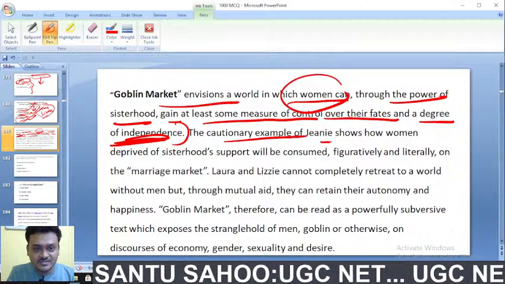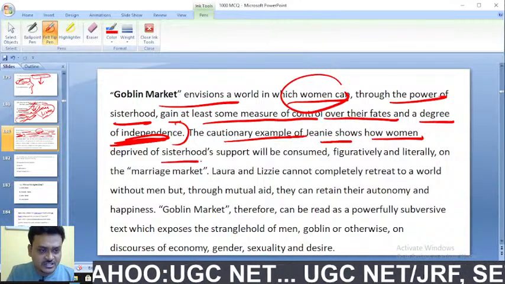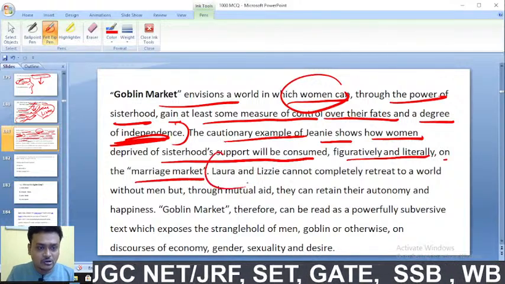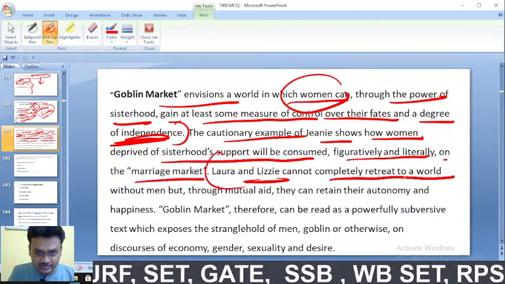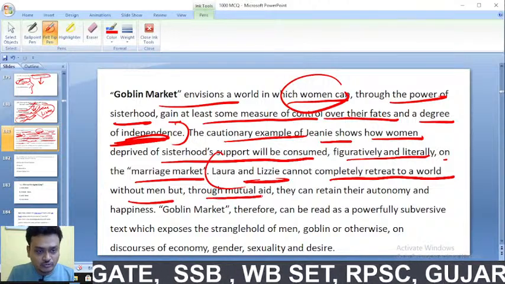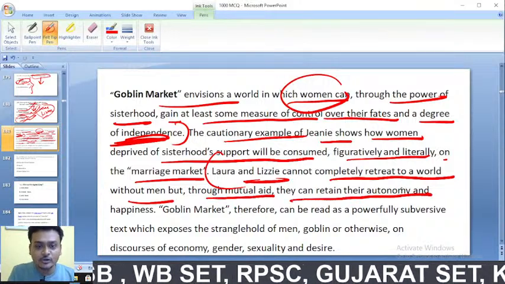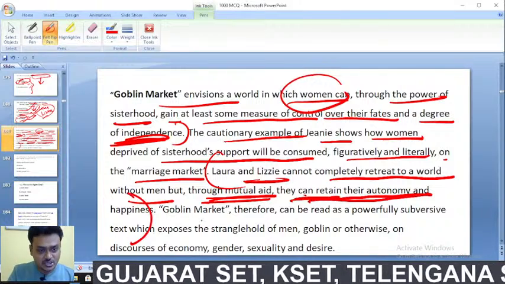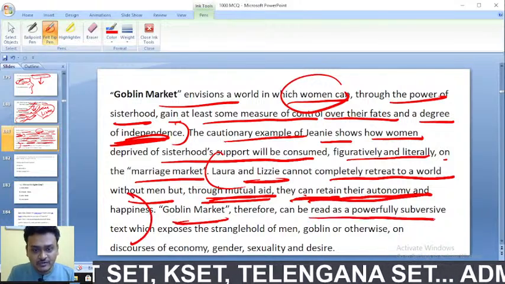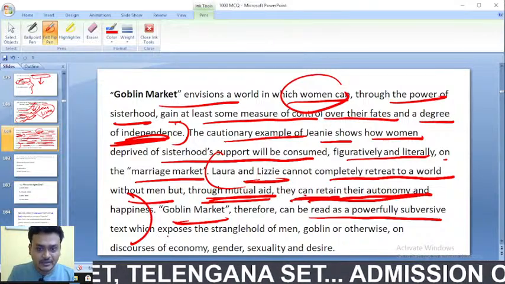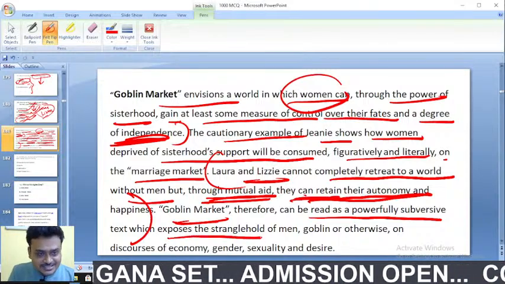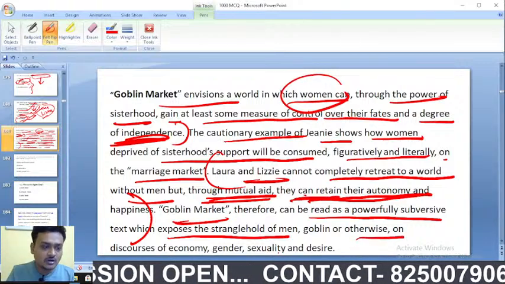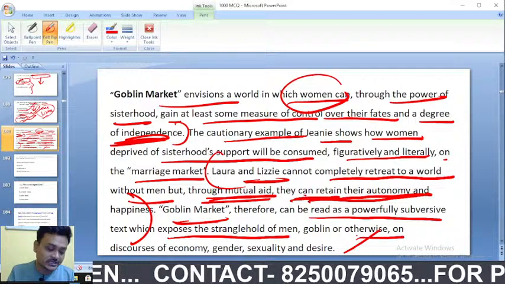The cautionary example of Jenny shows how women deprived of sisterhood support will be consumed, figuratively and literally. In the marriage market, Laura and Lizzie cannot completely retreat to a world without men, but through mutual aid, they can retain their autonomy and happiness. Goblin Market, therefore, can be read as a powerfully subversive text, which exposes the stranglehold of men, goblin or otherwise, on the discourse of economics, gender, sexuality and desire.